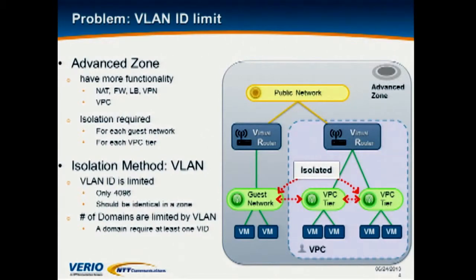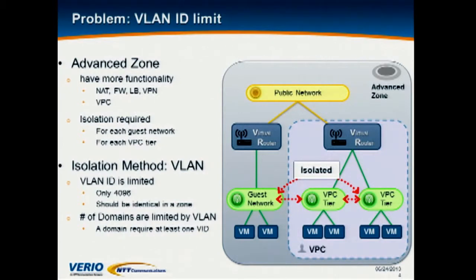Typically, we are using VLAN for network isolation in advanced zone. It's very common, typical, and well known, but VLAN ID is limited. We have only 4,000 VLAN IDs, and they should be identical in a zone. And we cannot create more domains than VLAN IDs, because at least one VLAN ID is required for a domain. And when we provide VPC, VPC allows users to create more tiers in their domain. So we have to have more network isolation methods in advanced zone. That's my problem.